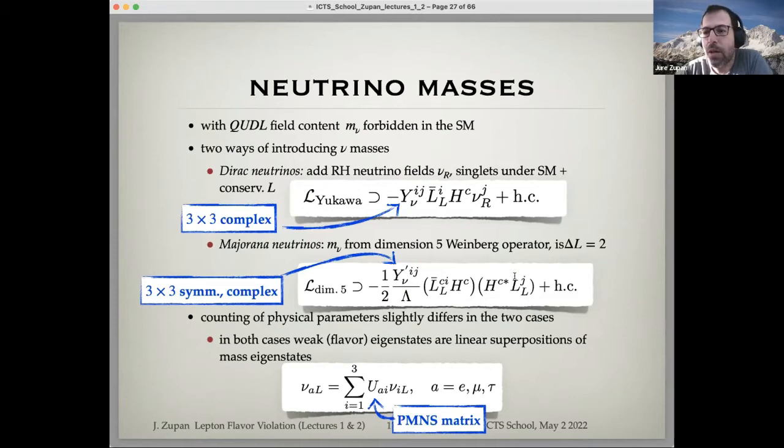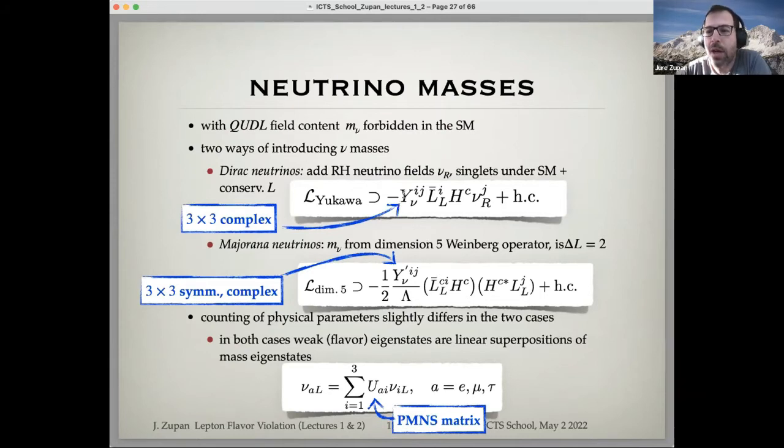So you can now put this into the Lagrangian, but it is dimension 5. There's one extra Higgs that we needed to insert here, so there is a scale associated with it, and then a 3×3 complex matrix that is symmetric. I can exchange the I and J labels here. It's not super easy to see in this notation with a bar and a C. All right, so the main thing is that it's slightly different.